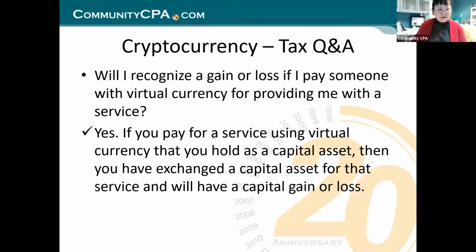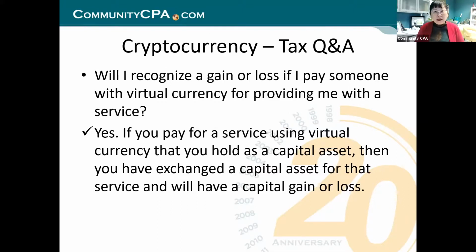So next, will I recognize a gain or loss if I pay someone with virtual currency for providing me with a service? The answer is yes. If you pay for a service using virtual currency that you hold as a capital asset, then you have exchanged a capital asset for that service, and you will have a capital gain or loss. Got it? So this is how accounting goes.